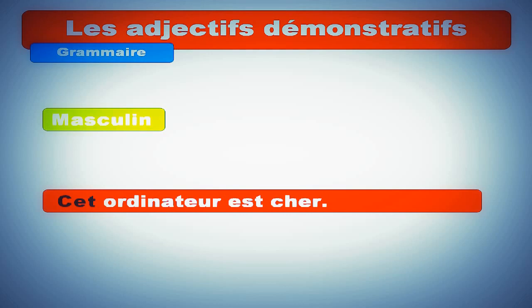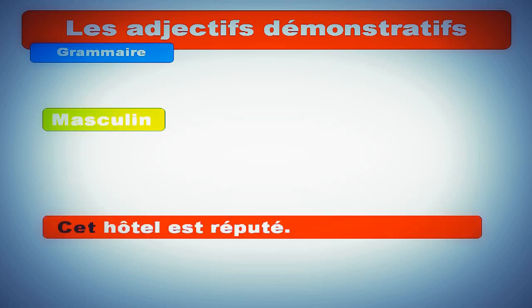In this case you will have to use the second form of the masculine, so it's cet, alright? So you pronounce it like cet ordinateur est cher. Okay, so no pause, no break between the cet and ordinateur, alright? So let's repeat it together. Cet ordinateur est cher.